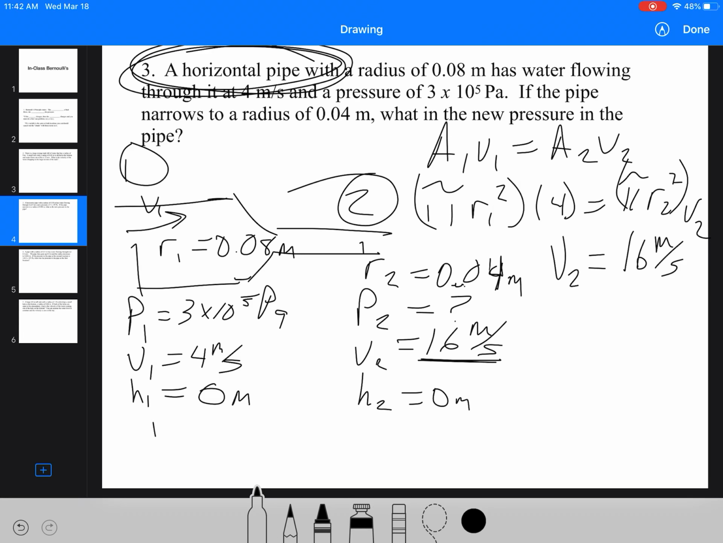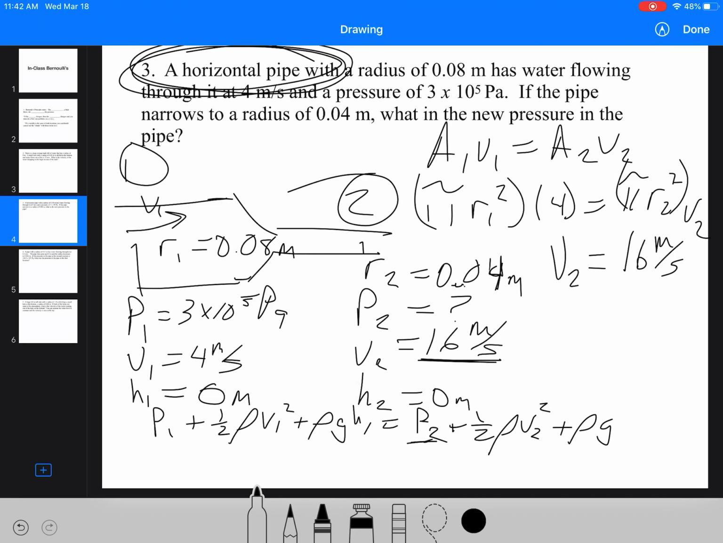Bernoulli's is that really long one: P1 plus 1/2 the density times the velocity at location 1 squared, plus the density times our gravitational acceleration on Earth times our height at location 1, which is equal to the pressure at location 2, that's what we're solving for, plus 1/2 rho, the density of water, times the velocity of the water at location 2 squared, plus the density of water times the gravitational acceleration on Earth times my height at location 2.